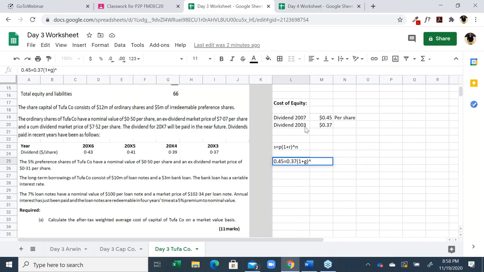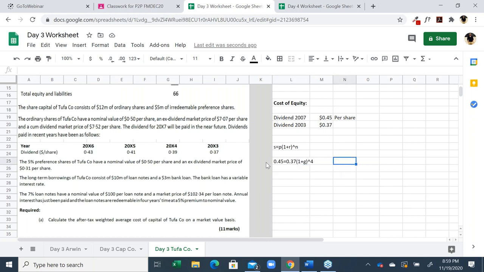So I'll just show you a trick. Never count 2003, because that's the end. We have got this figure at the end of 2003, so we should not count 2003. We should start counting after 2003. So it should be 2004 is 1, 2005 is 2, 2006 is 3, and 2007 is 4. So it was 4 years. So what we actually want to know is at what growth rate this 0.37 dividend has grown to 0.45 in 4 years' time.